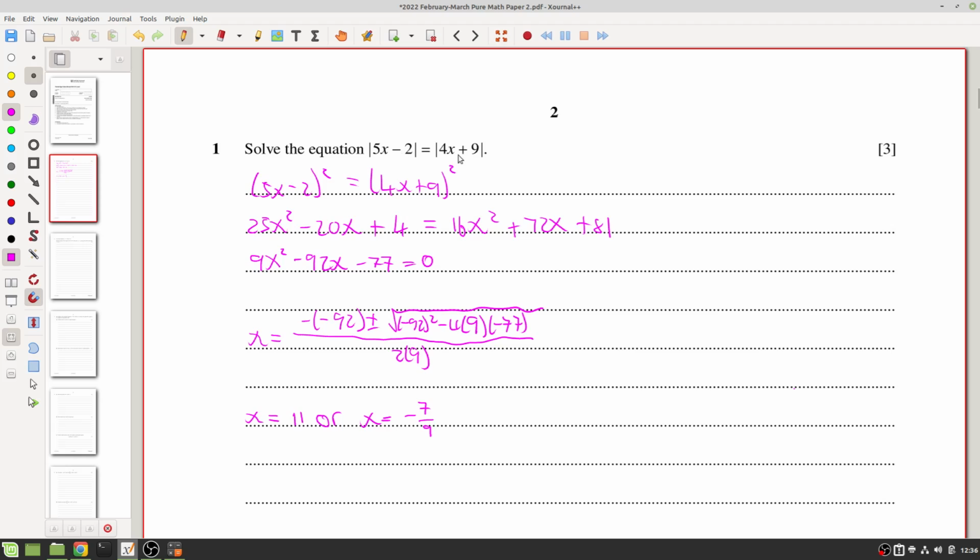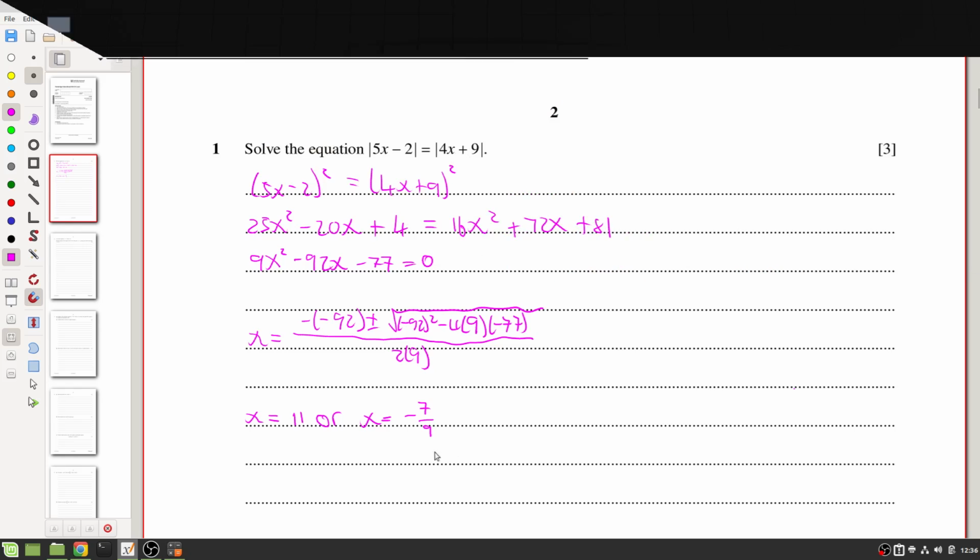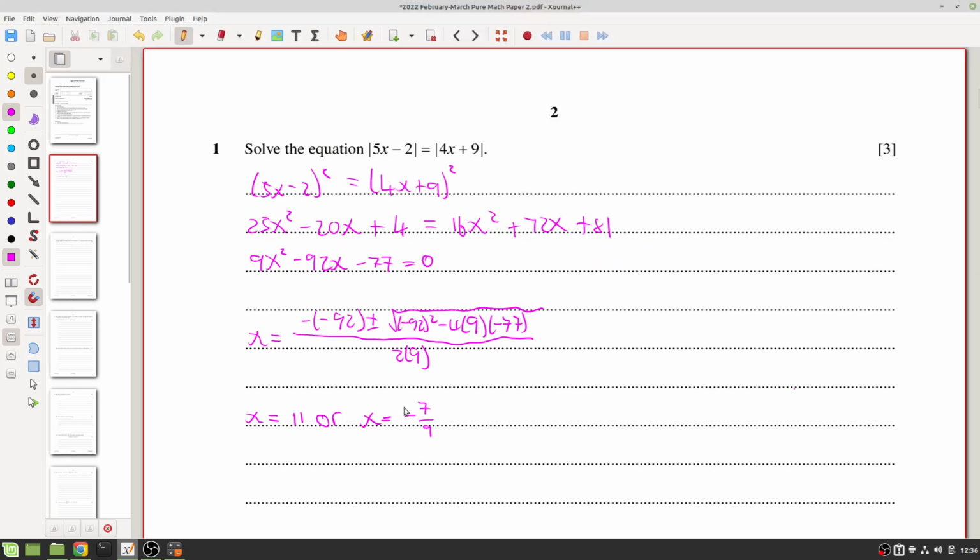Okay, so what does that give us? 23, 17 over 9, something like that. And this gives us, well, let's test this. I'm just going to write this one down. You can skip past this to the next question if you don't want to see this. But I'm just going to test with the negative 7 over 9 here.